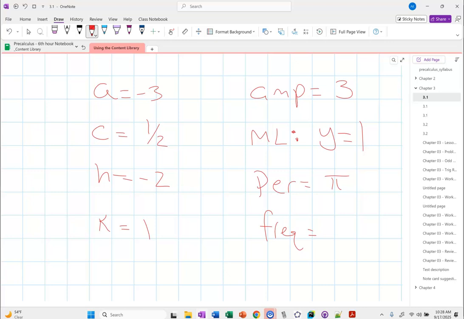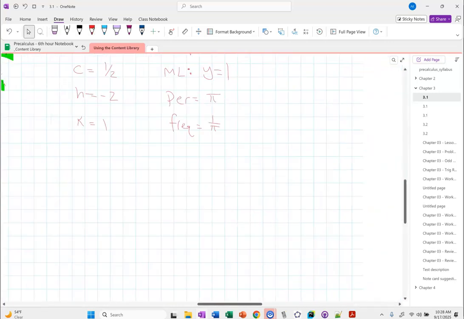Great. Ian, frequency. Isn't frequency just the reciprocal of period? Correct. So it'd be 1/pi. 1 over pi. Looks great. Everybody feel good on that? So far, so good? Okay. Let's do our transformation now.